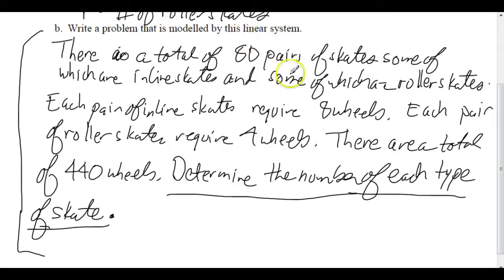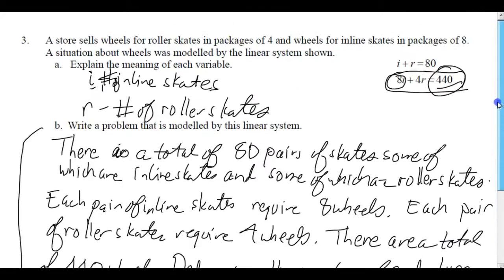There are a total of 80 pairs of skates. And that's not really true. There are a total of 80 skates, some of which are inline skates and some of which are roller skates. We have to refine this a bit. So 4R, this is 4 times, but not necessarily the number of roller skates, right? Because a pair of roller skates would take 4 wheels, and a pair of inline skates would take 8 wheels. Pair, right? So this is pairs then.